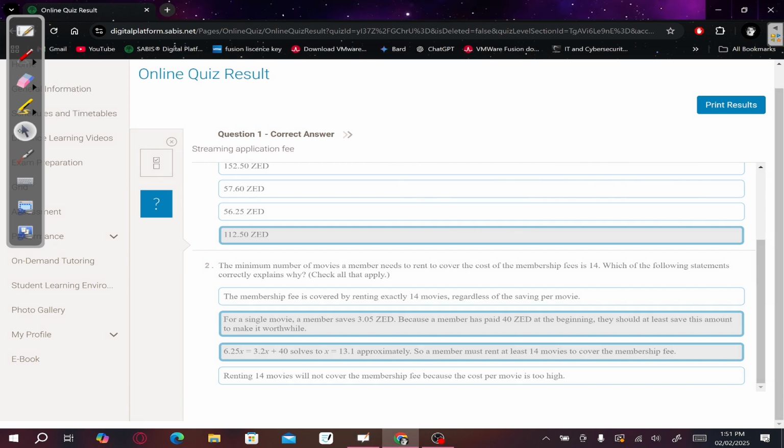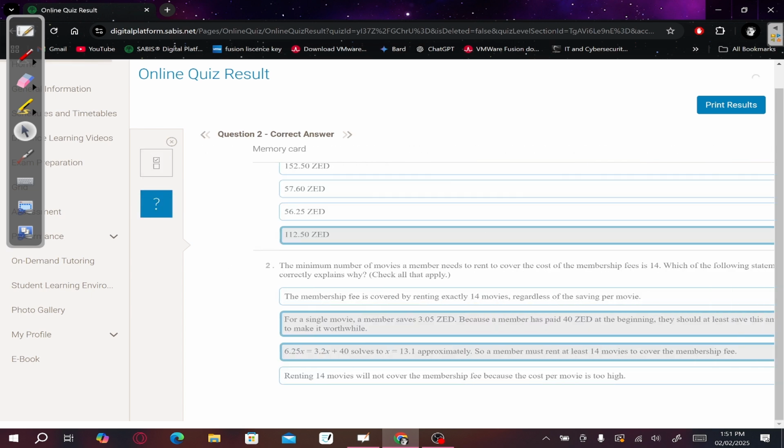And the other choice is very logical. For a single movie, a member saves 3.5 Zs because a member has paid 40 Zs at the beginning. They should save this amount to make it worthwhile. Yani, this isn't calculation, this is logic.